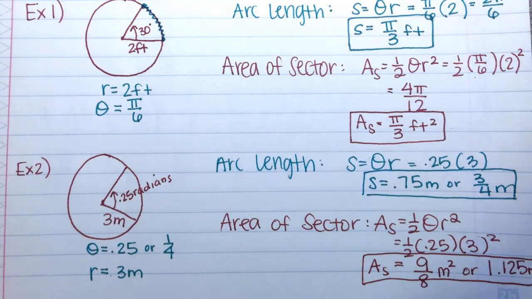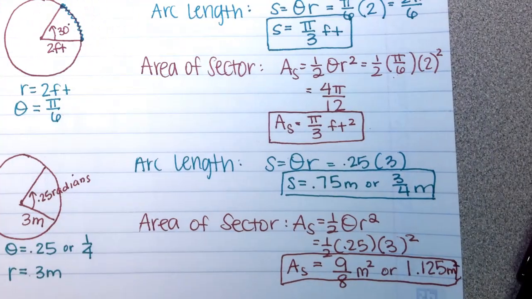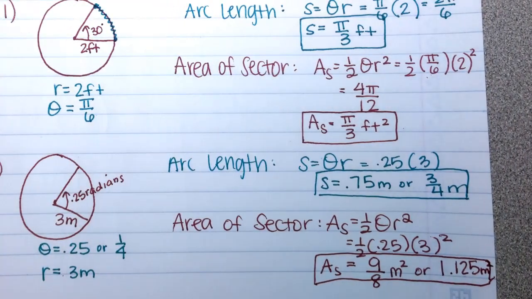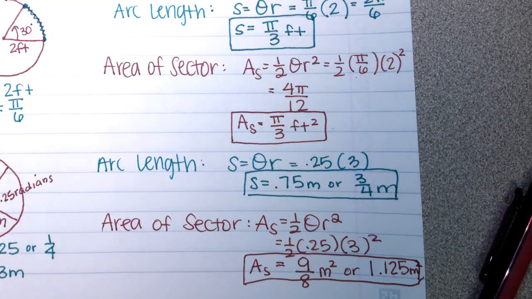Oh, sorry. Are we okay with arc length and area of a sector? That's questions 9 through 12 on your homework. Okay? Alright, flip over your page when you're done writing that down. And we are now going to do linear and angular speed.